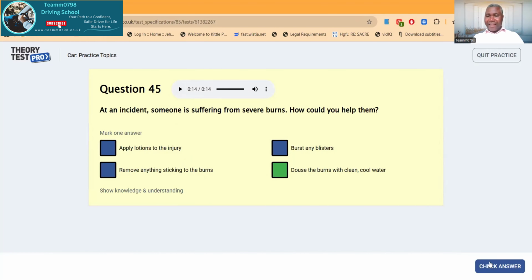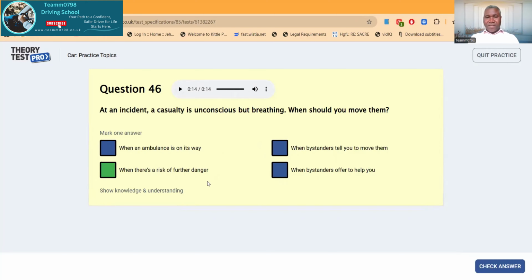At an incident, a casualty is unconscious but breathing. When should you move them? When an ambulance is on its way. When bystanders tell you to move them. When there's a risk of further danger. When bystanders offer to help you. You can only move them as a last resort when there's further risk to them. That's the only reason you should move them. The other answers are not correct.